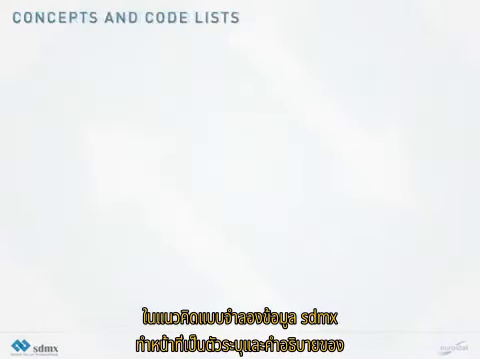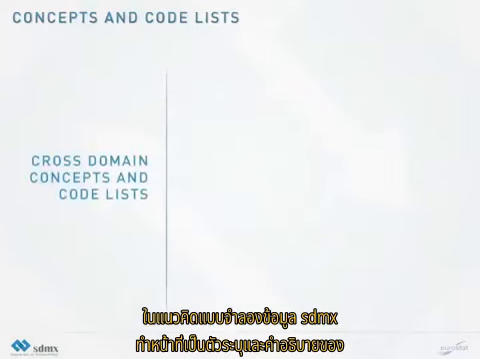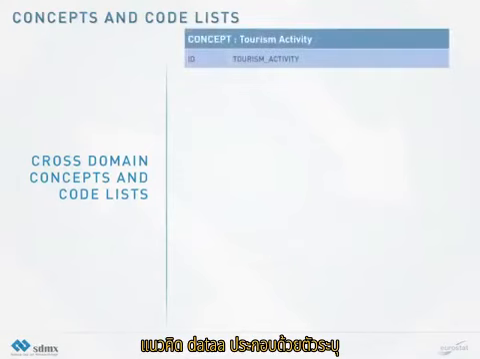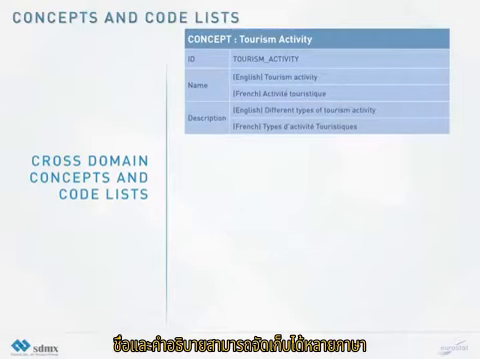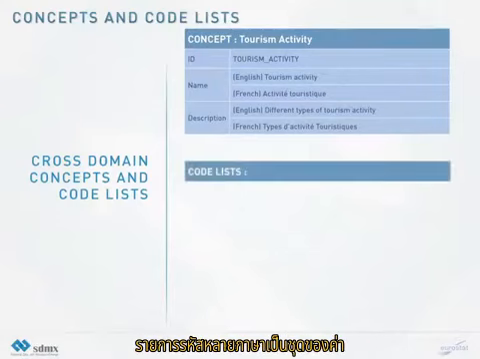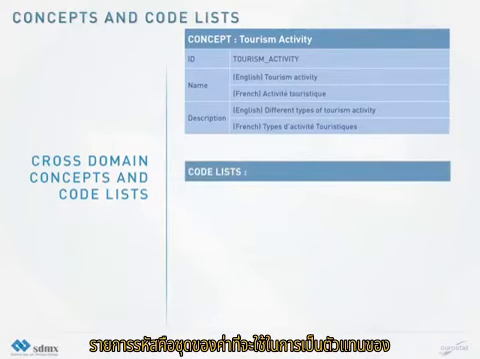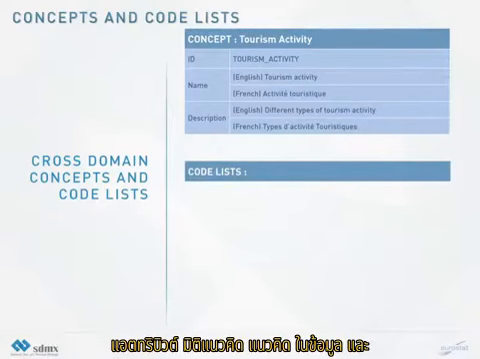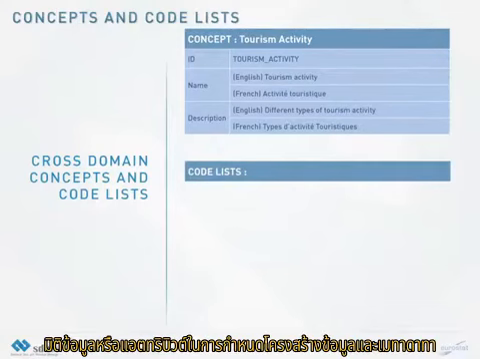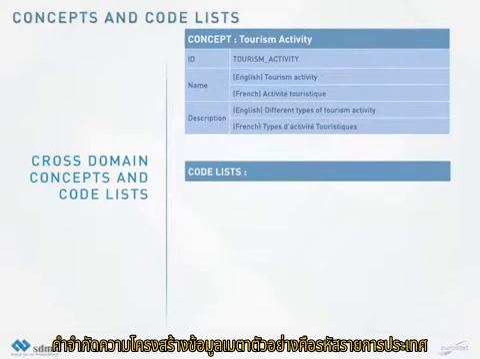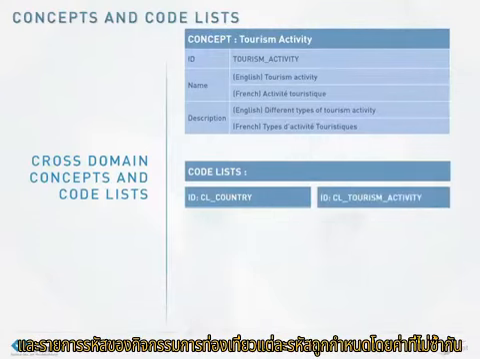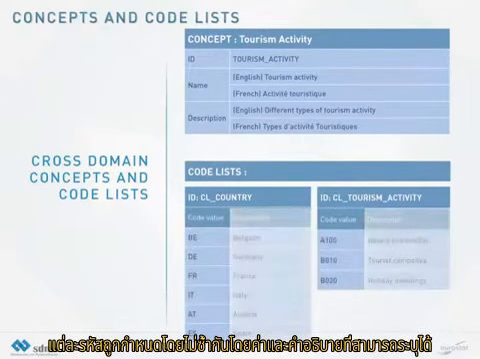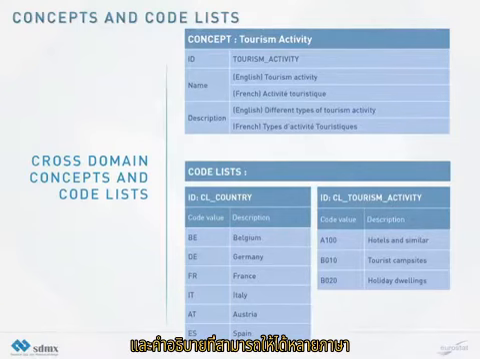In the SDMX information model, concepts act as identifiers and descriptors of the data. A concept consists of an identifier, for example reference area, a name, and a description. Names and descriptions can be stored in multiple languages. A code list is a set of values to be used in the representation of a concept, dimension, or attribute in data and metadata structure definitions. Examples are the code lists country and tourism activity. Each code is defined uniquely by a value and a description that can be provided in several languages.